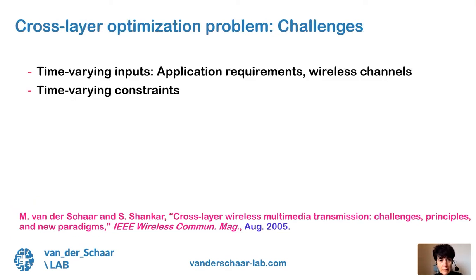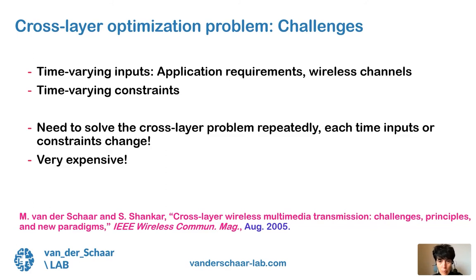First is the fact that we have time-varying inputs. The application layer may have different characteristics, different traffic considerations over time, as well as different requirements. Wireless channels are also fluctuating over time. And we have also time-varying constraints. For instance, if we are transmitting video over different wireless communication scenarios, we would have delay constraints at the application layer in order to have effective video communication. Other constraints could be due to multi-user constraints, and all of these are time varying.